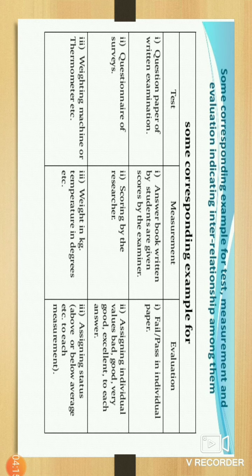Measurement. Answer books written by the students are given a score by the examiner. Scoring by the researchers. Weight in kg, temperature in degrees, etc. Examples of measurement. Now come to evaluation.